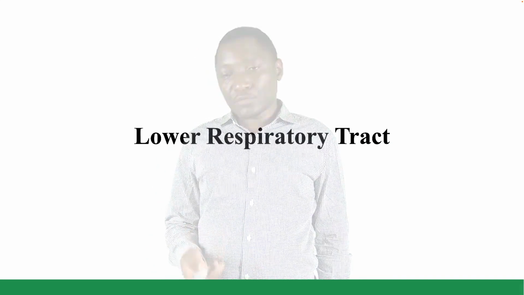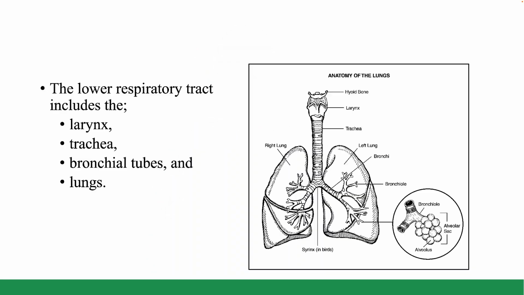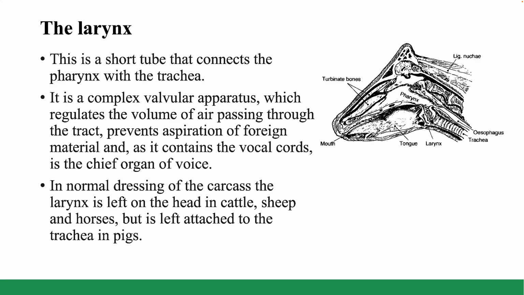And then we have the lower respiratory tract. That's where most of the comparative anatomy is going to focus. This includes the larynx, the trachea, the bronchial tubes, and the lungs. The larynx is what regulates the volume of air passing through the trachea. In a normally dressed carcass, the larynx will remain with the head. It does not go together with the rest of the respiratory system, known as the pluck.